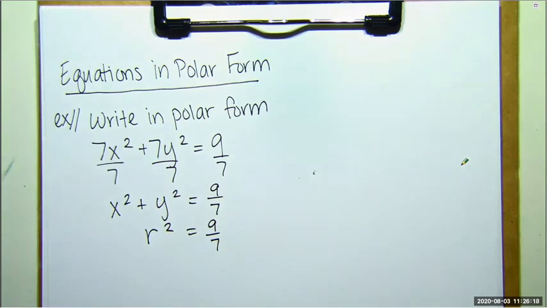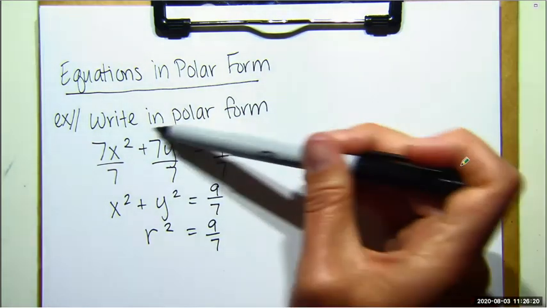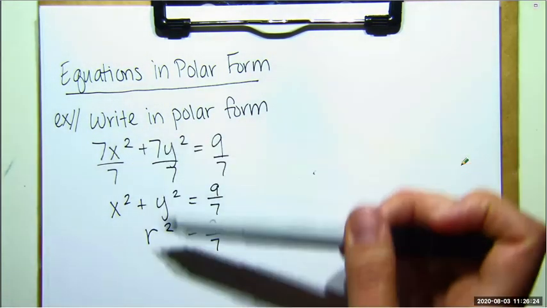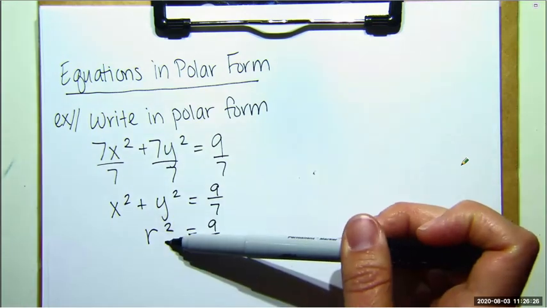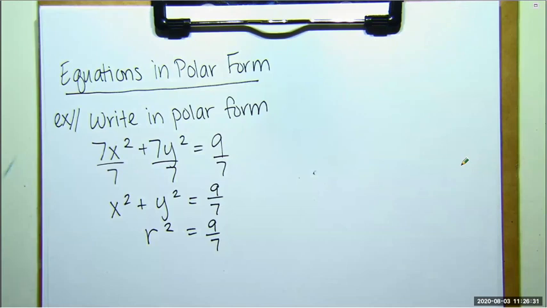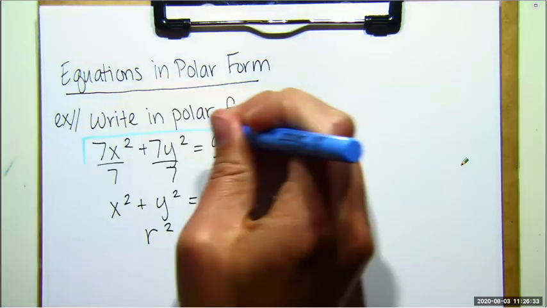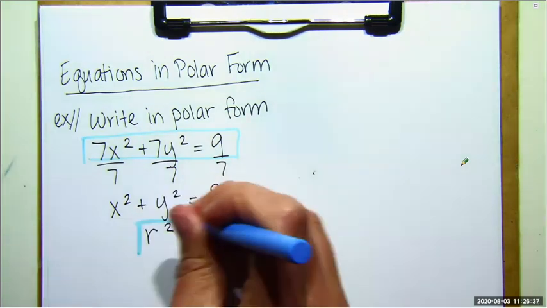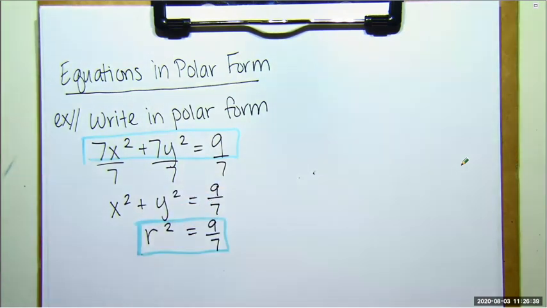So what I've done in this example is I've started with something in rectangular form and I've written it in polar form. Okay, so instead of x and y, I have it in terms of r and theta. This one doesn't have any thetas, which is fine. Now, here's one place where polar form might be beneficial. Our original equation had 2 variables, x and y. In polar form, this only has 1 variable, r.